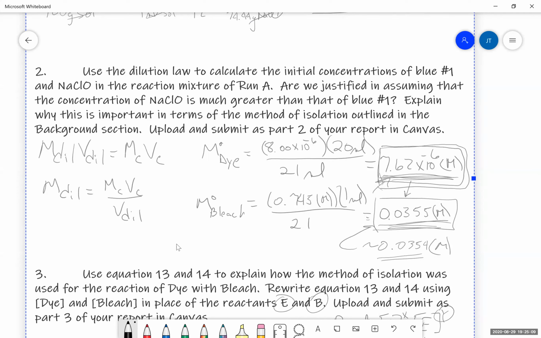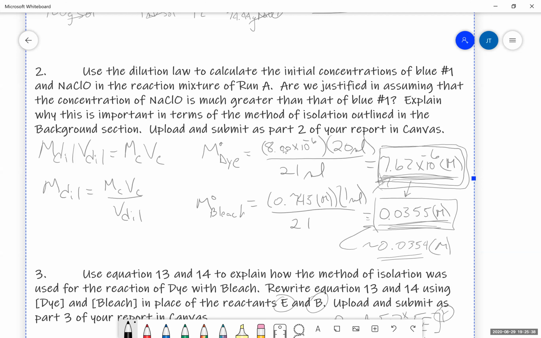bleach for run A, knowing the dilution law, which I have written right here. Molarity dilute times the volume dilute equals the molarity concentrated times the volume concentrated. So if I rearrange this equation to solve for molarity dilute, it equals the concentrated times the volume of the concentrated over the volume of the dilute, which I put in here for the dye.